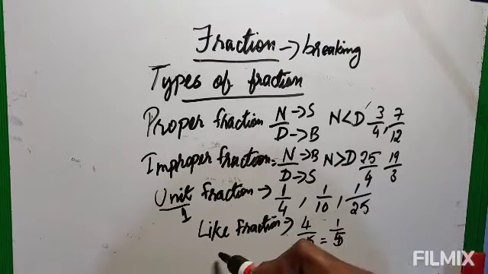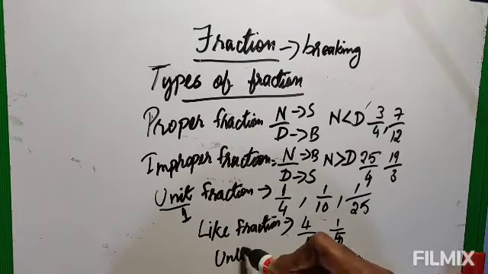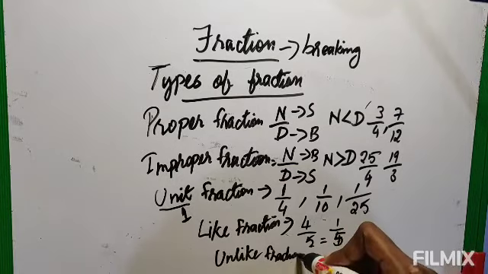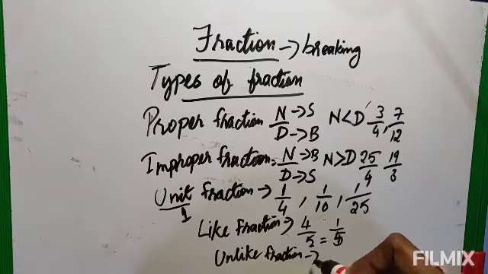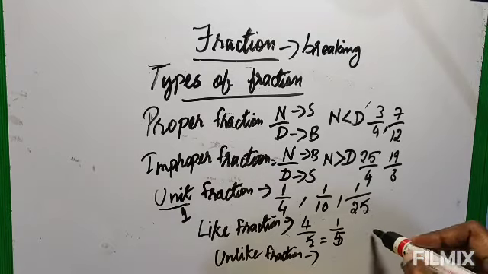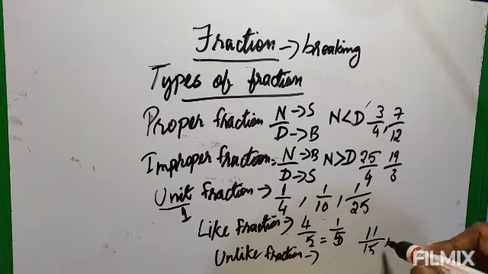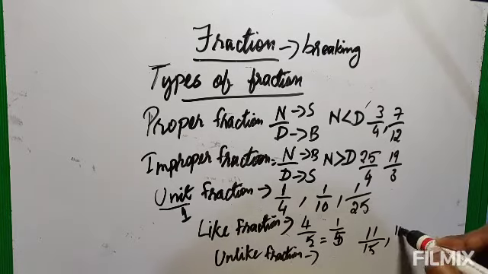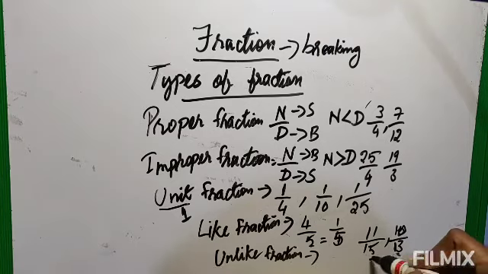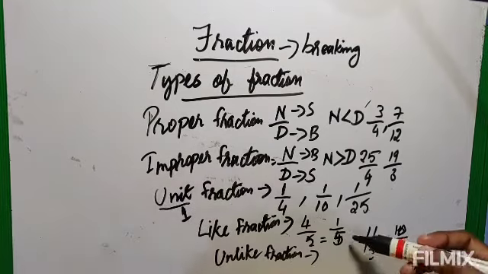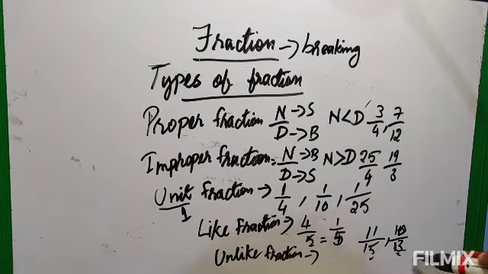Another type is the unlike fraction. Here itself you will understand what is unlike fraction. Like fraction is where the denominator is the same. So unlike fraction means the denominator will be different. Now 11 by 15 and 10 by 13. Here if you see, the denominator is different, so it is an unlike fraction. If the denominator is the same, that is like fraction. If the denominator is different, they are unlike fractions.